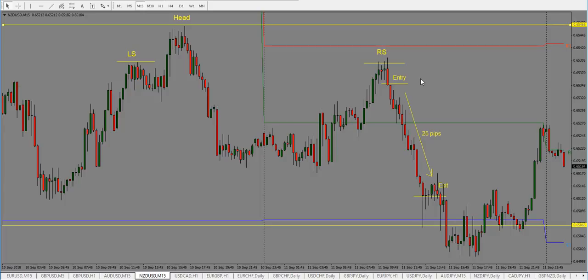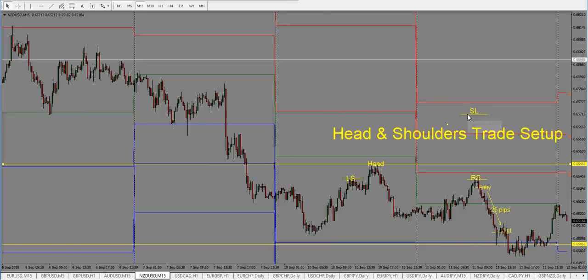Overall, the bias was to the downside, so we're working with the trend instead of against the trend. Price gave us a nice head and shoulders pattern followed by a bearish engulfing candle close. So overall, that was a good setup to take a trade in. In terms of the stop loss, it was up here. I was looking at this support resistance level in case price would go over here, so I put it a little bit higher than that.